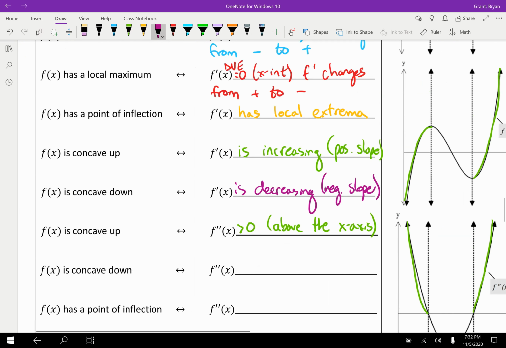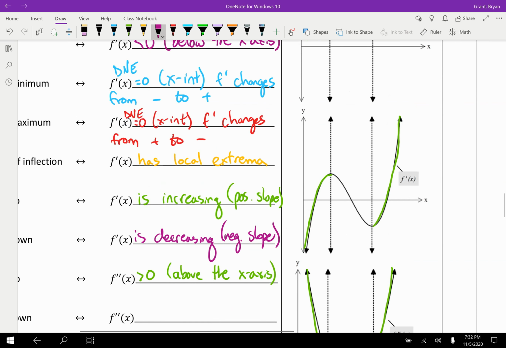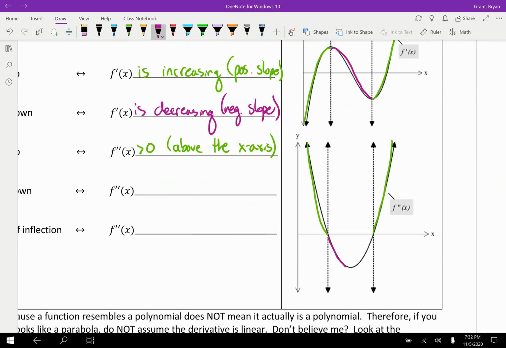Again, hopefully not a shocker. F being concave down, I'll do in purple. Continuing that trend, negative slope or decreasing on f prime, but how do we describe that on f double prime? Oh yeah, that's where f double prime is less than 0, which means below the x-axis. Whew.